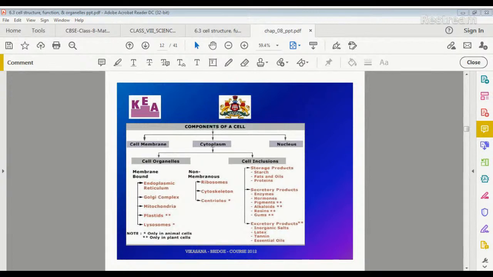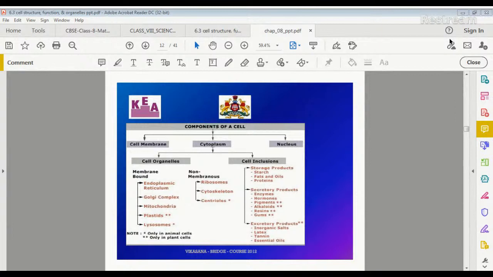So this was the membrane bound. Next comes the non-membranous. What do we have in non-membranous? We have ribosomes and cytoskeleton. Ribosomes and cytoskeleton are both present in animal cells and plant cells, and centrioles are only present in animal cells. Okay, and the cytoplasm had two parts.